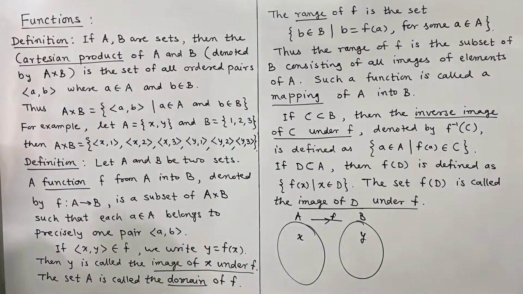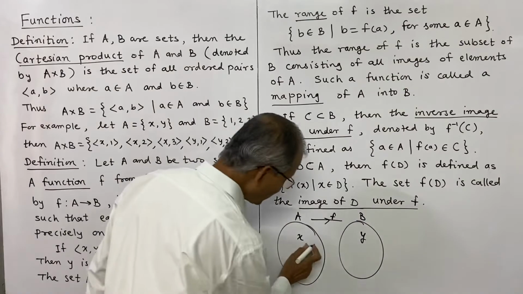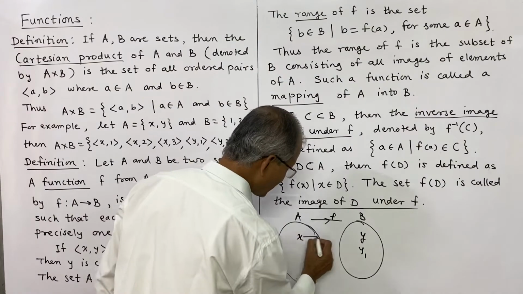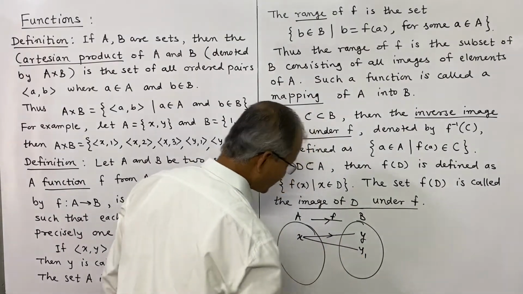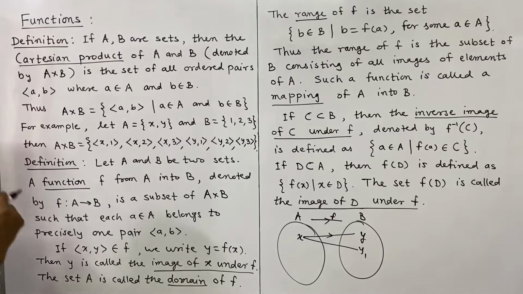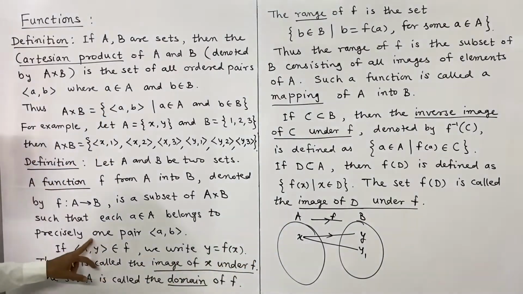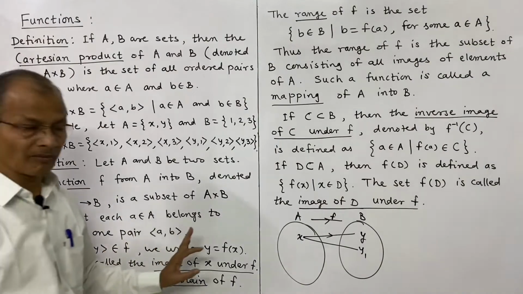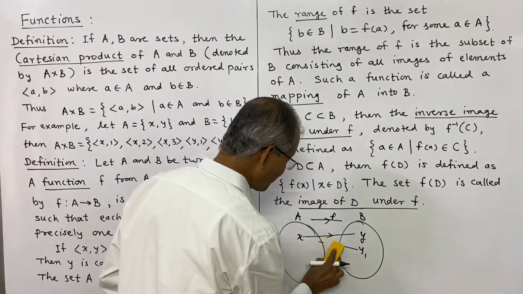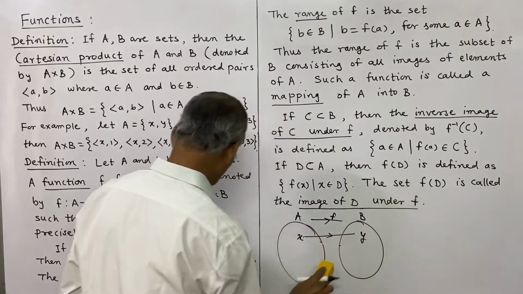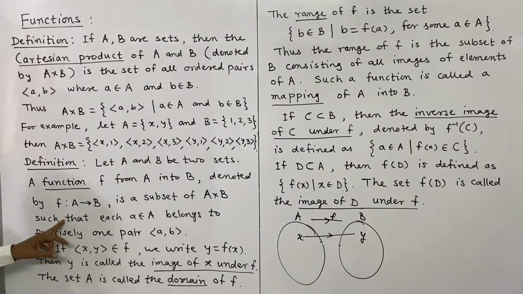And see, we can note that this x cannot be related to two elements. Suppose there is a y1, and x is related to y, and x is also related to y1. This will not happen in a function, so that is not a function. That's why we have written that for every element x in A, it belongs to precisely one pair (a, b). So this x must belong to one pair, that is x and y, and not the other. So that is to be noted for a function.